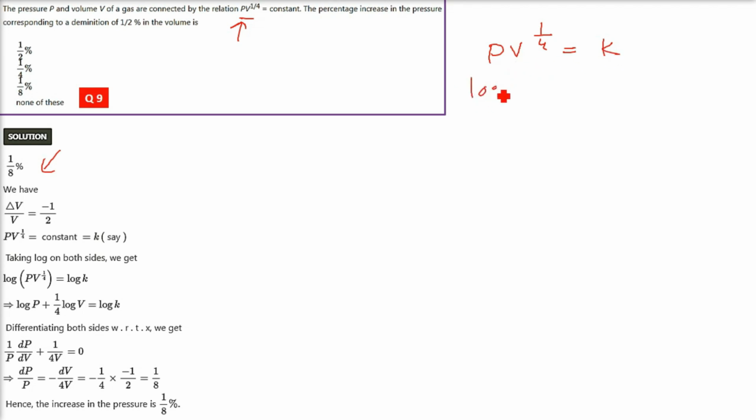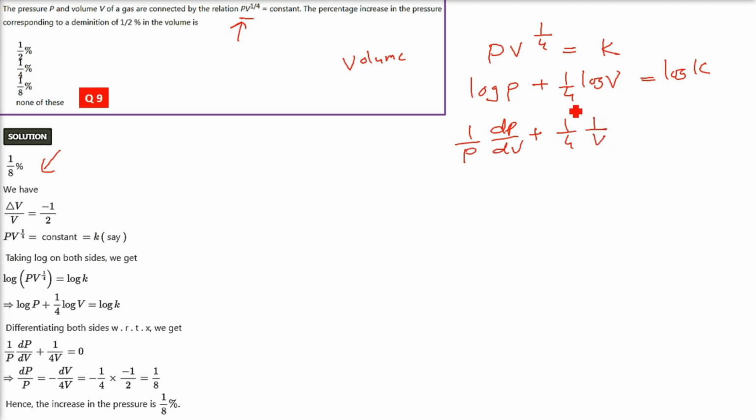Let us call it K, and then take the log on both the sides. Log P, 1/4 comes in front, log V, and that is going to be equal to log K. Okay. Now let us differentiate it, and differentiation will be log P is 1 by P dP by dV, and I am saying that let us differentiate it with respect to V. Alright, 1 by P dP by dV plus 1/4, we are differentiating with respect to V, so it is going to be 1 by V, and log K is going to be equal to 0. It's a constant. So there will be a relationship formed from here.